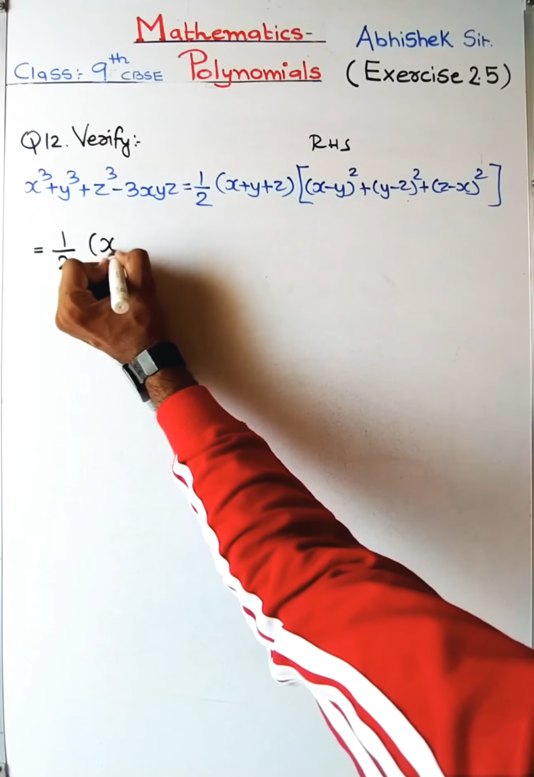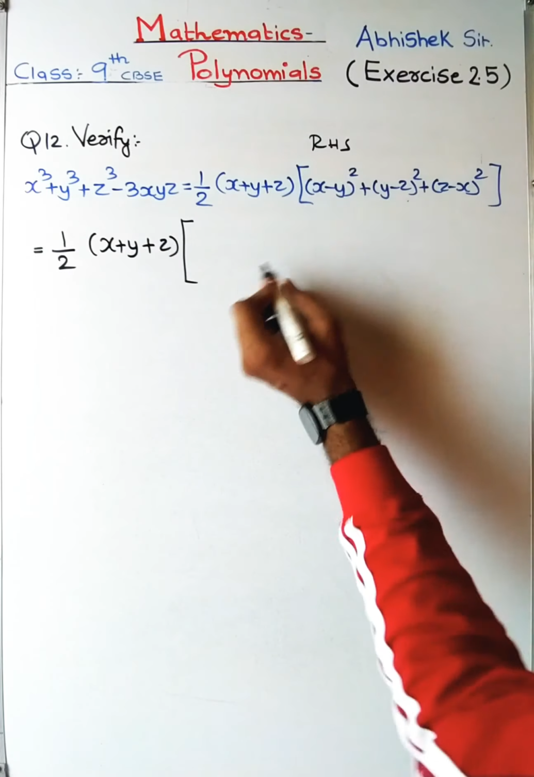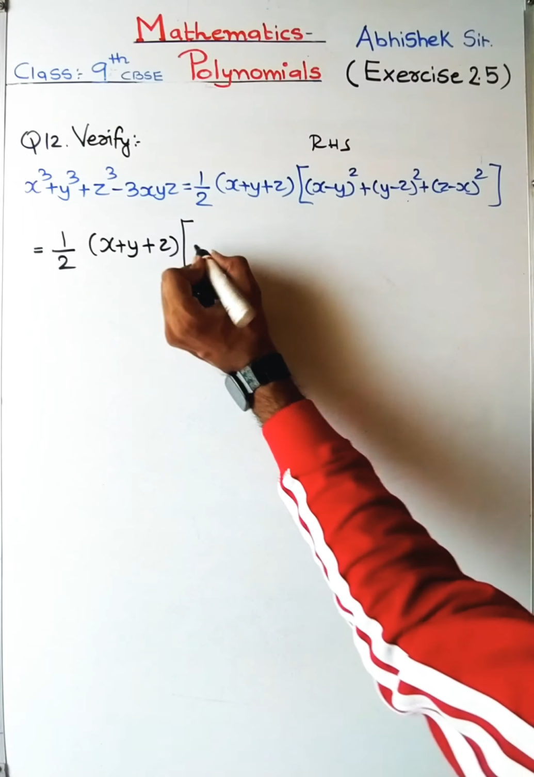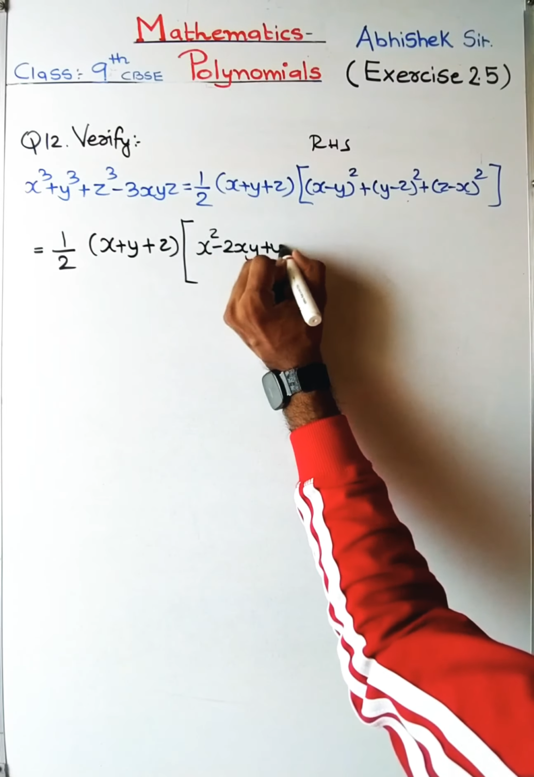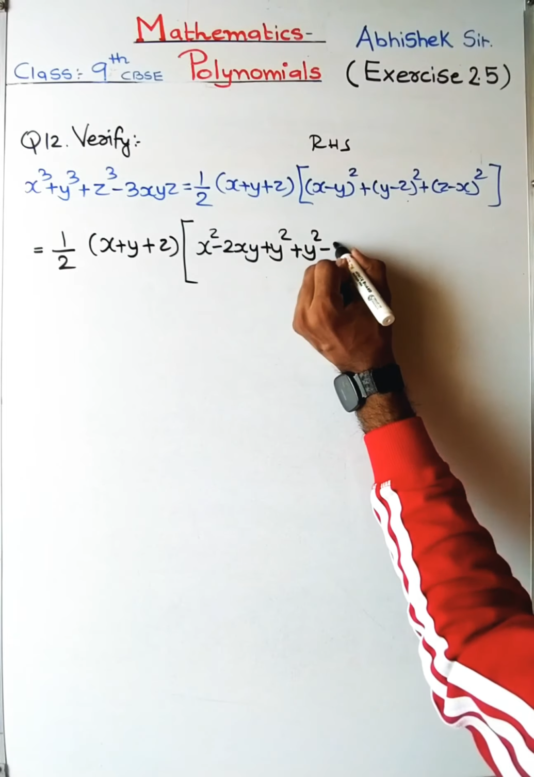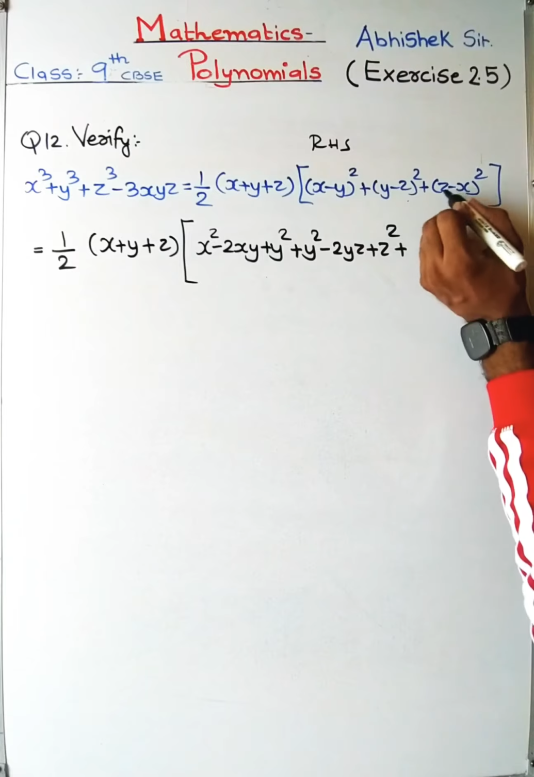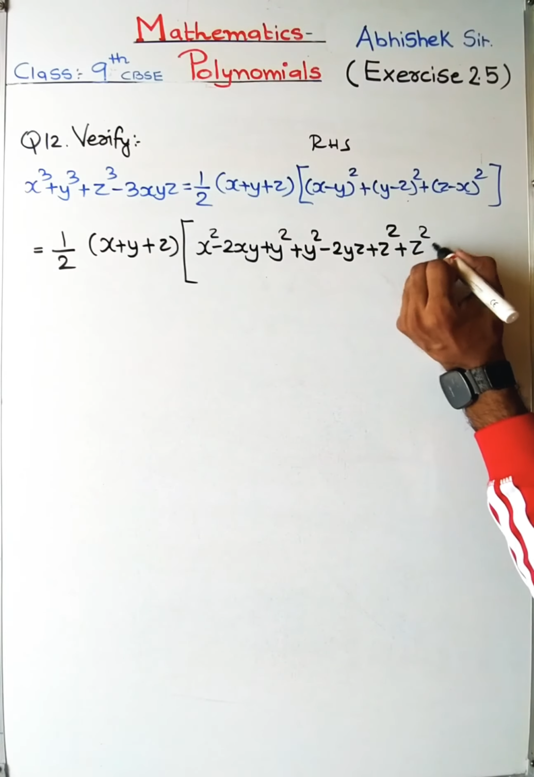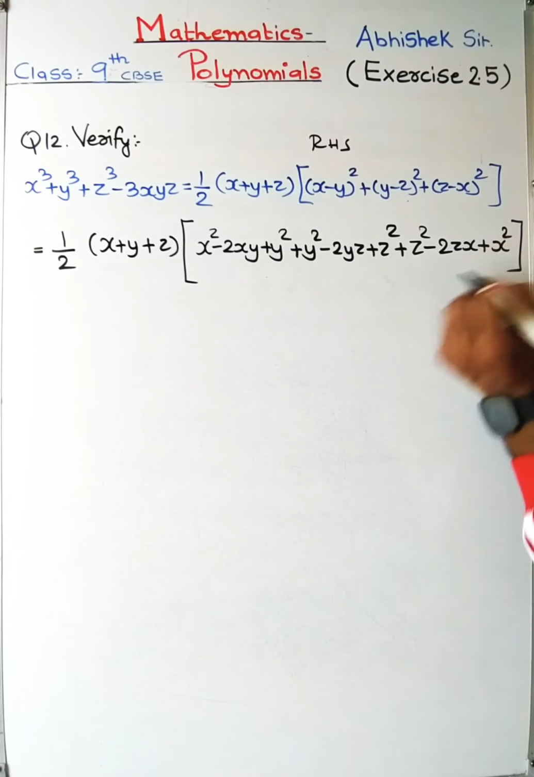So here let us keep the first bracket same and try to expand the other bracket. So a minus b whole square we will be using. So x minus y whole square is x square minus 2xy plus y square. Same way y minus z whole square will be written as y square minus 2yz plus z square, as well as the last term, that is z minus x whole square. So z square minus 2zx plus x square.